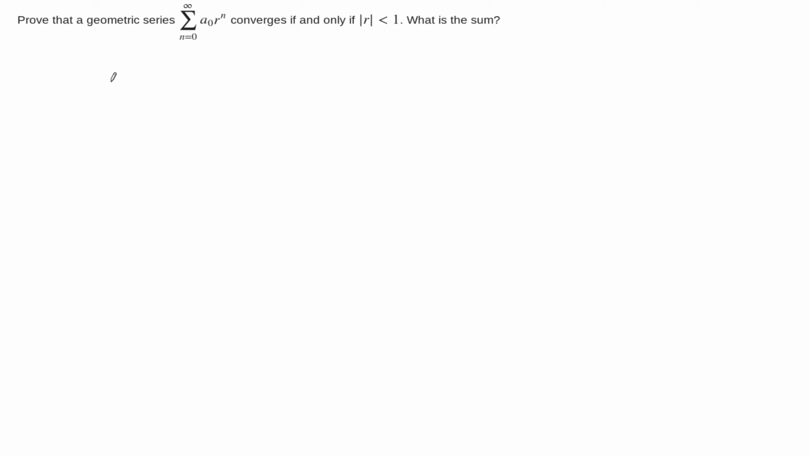In this example, we'd like to show that a geometric series, which is a sum of a geometric sequence, converges if and only if the magnitude of r, the common ratio, is less than 1. So the first thing we need to talk about is an infinite series. When does an infinite series converge?